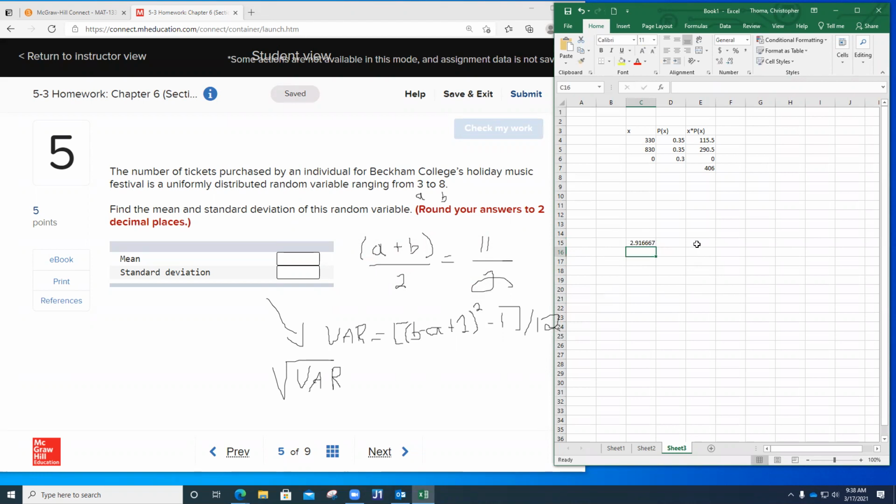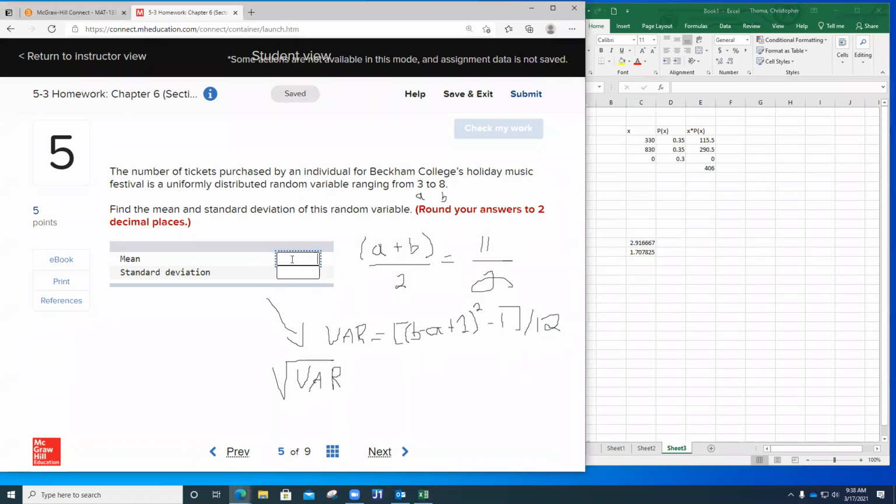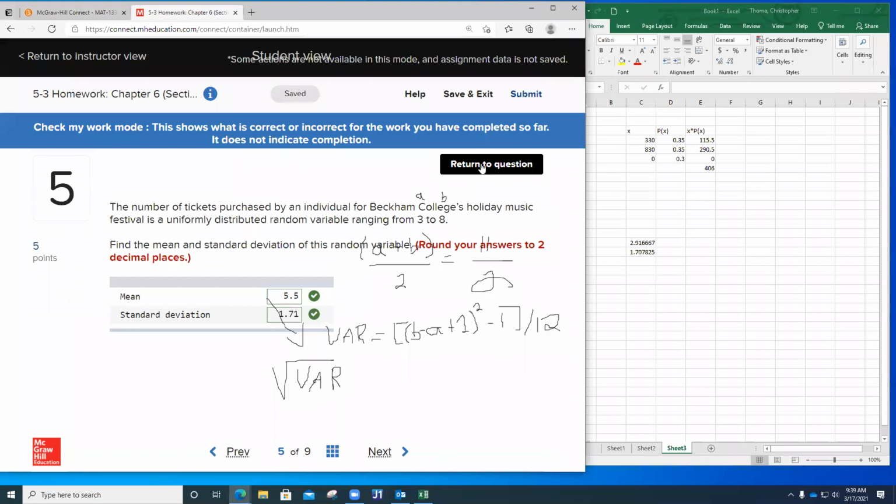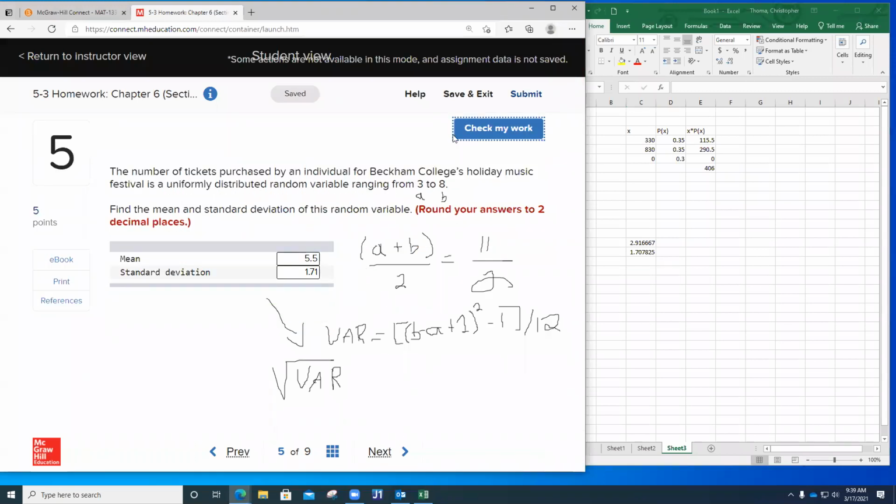So I get 2.91. Then I take the square root, because that's our variance, to find our standard deviation. And I get 1.71. So our mean is 11 over 2, which is 5.5, and our standard deviation is 1.7. How many decimal places? 2. So 0.7 becomes 1. And there you go.